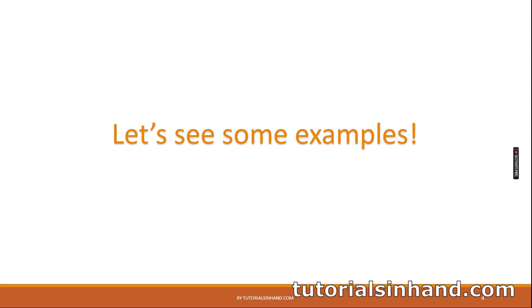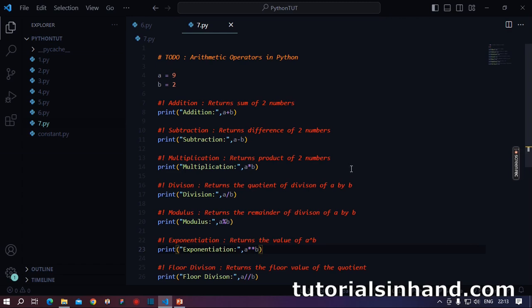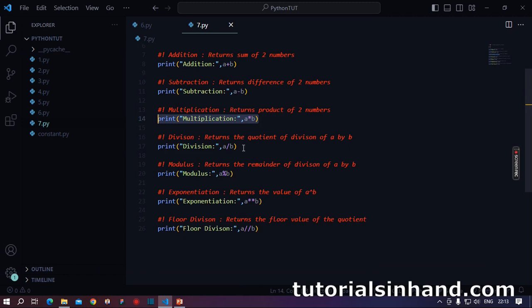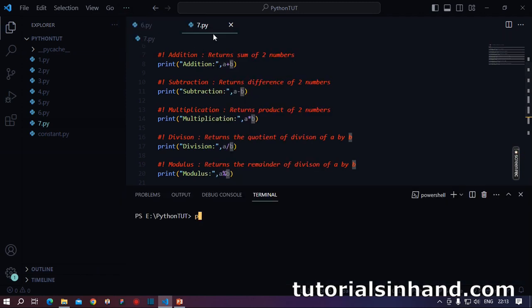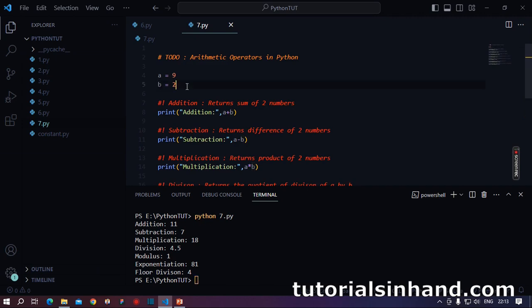Okay. So we have done enough of theory. Let's go to VS Code and understand by some examples. Welcome to VS Code. Here we are going to see what the basic arithmetic operators are and how we can use them. Here I have initialized two numbers, a equal to 9 and b equal to 2. Thereafter we are performing addition, subtraction, multiplication, division, modulus, exponentiation, and floor division. So let's run the code and see the output. I will open the terminal and write python 7.py. Okay. Now you can see the output. We will discuss each one of them.